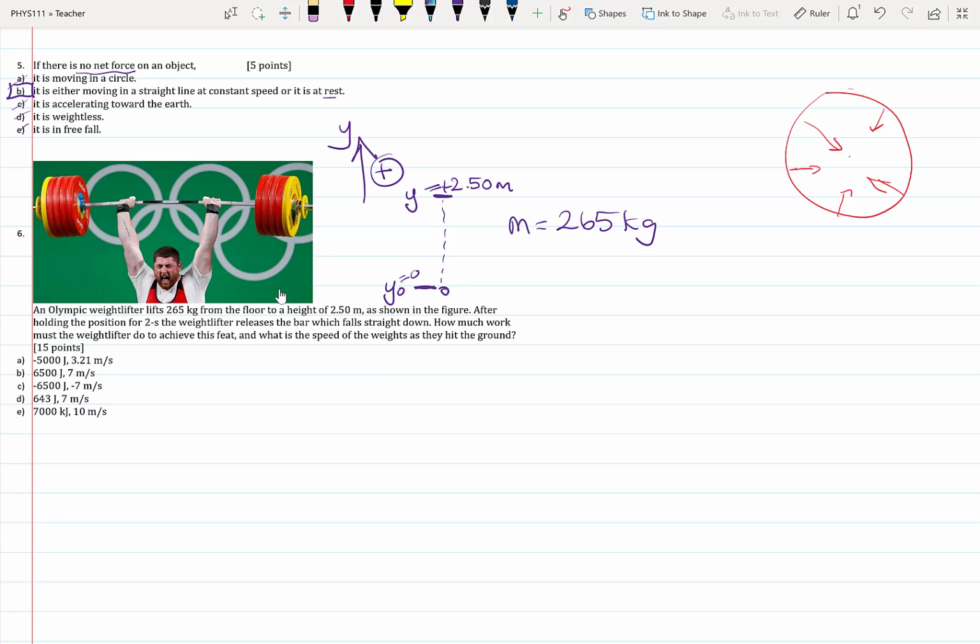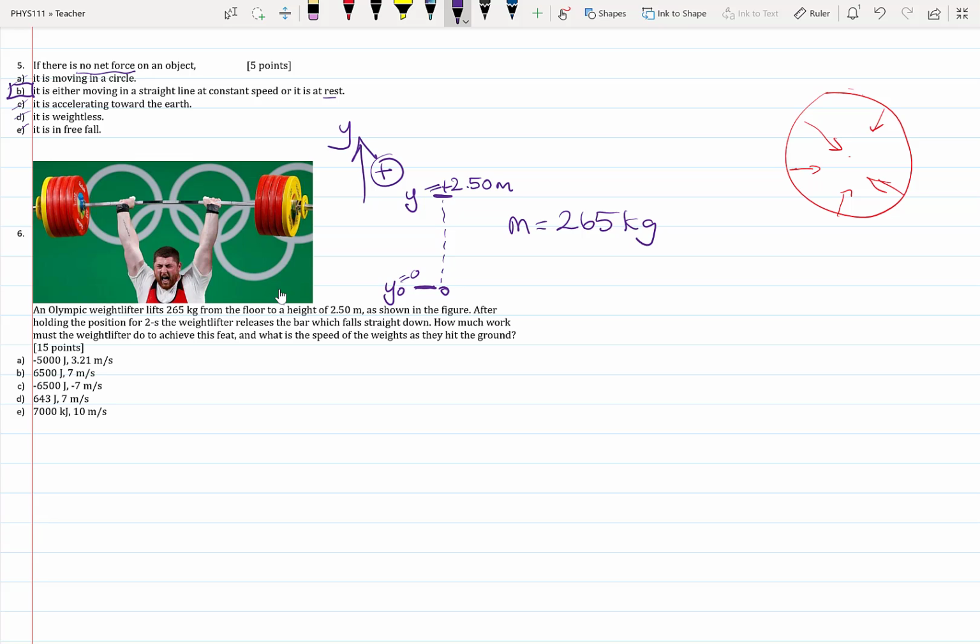Cool. After holding the position for 2 seconds, the weightlifter releases the bar and the bar falls straight down. All right. Question: how much work must the weightlifter do to achieve this feat?